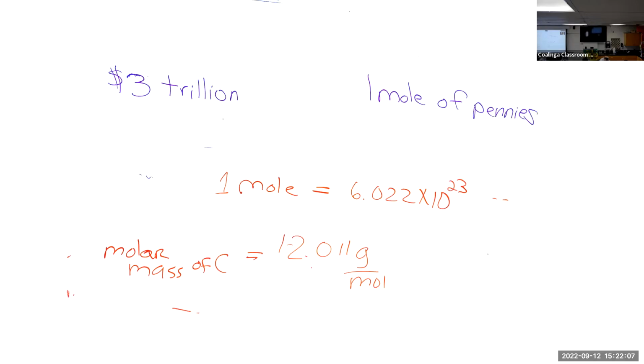Now I want you to think about it before you answer. Which one would you want? $3 trillion, or a mole of pennies? Now, being a true-blooded American person, which one would you want? $1 trillion, because we don't understand what moves.